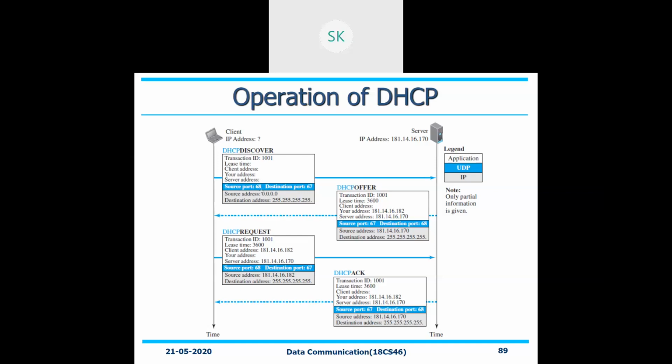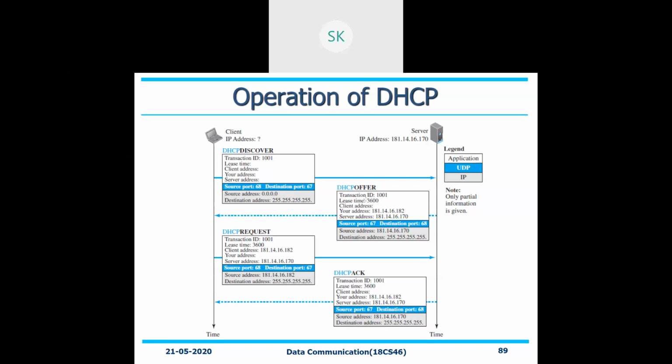Source port number is given and destination port number is given. And the source address will be 0.0.0.0 and the destination address is 255.255.255.255. That is the maximum one. We'll keep it and try to send it. From 0 to 255, whichever addresses are there, for all those particular servers, I'll send the discover packet.